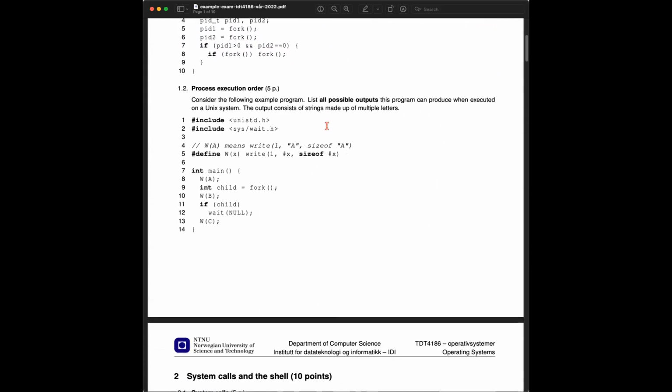A related task would be the second one, 1.2 here, about process execution order. The question is related, but a bit different. Process execution order in Unix is not defined. If you fork a process, it's not defined whether the parent or the child process runs next, so you don't have determinism here. You should actually figure out in which order, for example, outputs can appear on the terminal. And here you should really figure out which scheduling orders are possible and in which order something will be output.